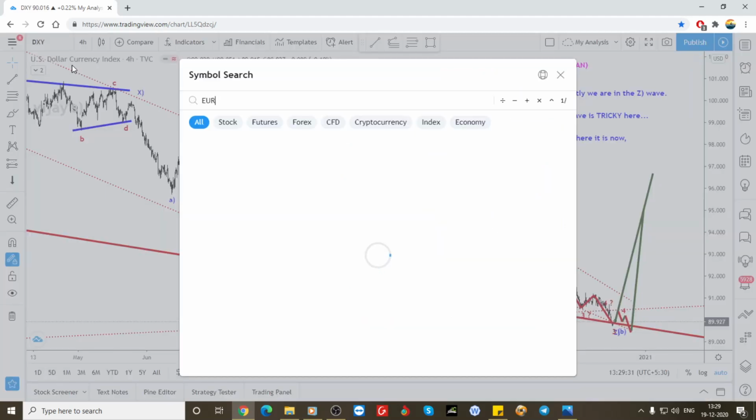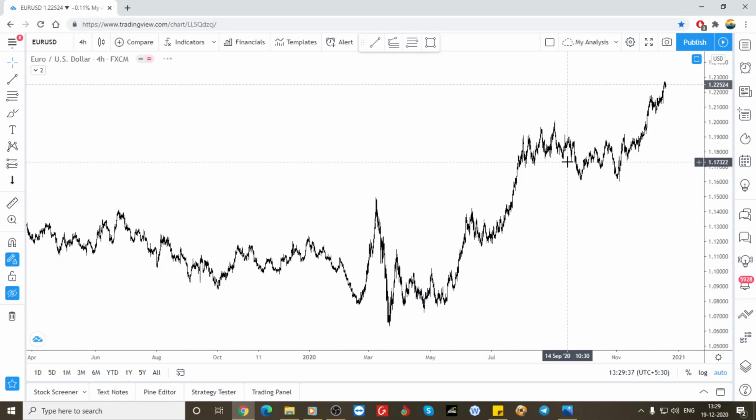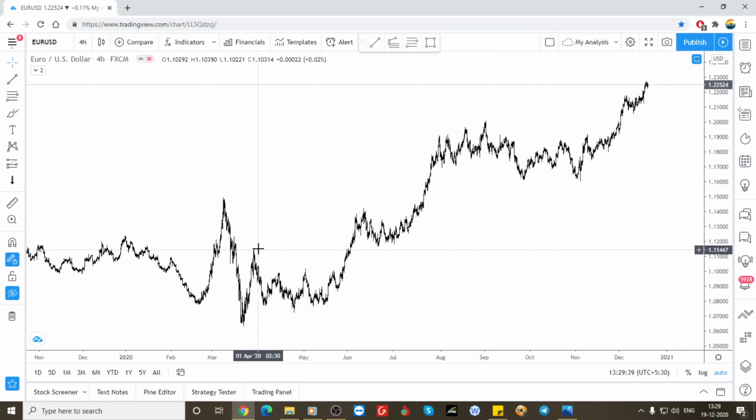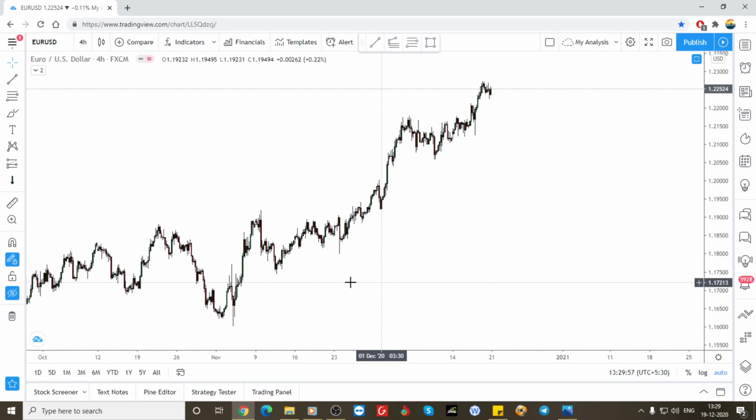Same with Euro USD also. Here I'll show you that. Here is A, B, C. So the W connecting wave. So this Y is a diagonal triangle wave. So W, X, Y is finished, and here is the X. So for me this is A, B, C, meaning 1 2 3 4 and 5 is completed. So this is the wave count, 1 2 3 4 and 5.